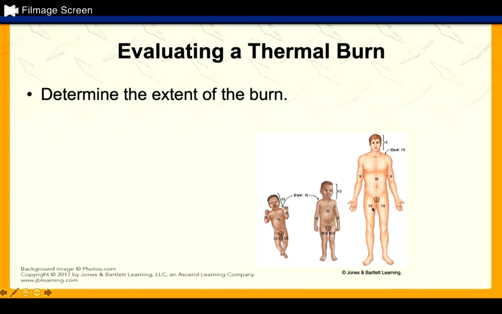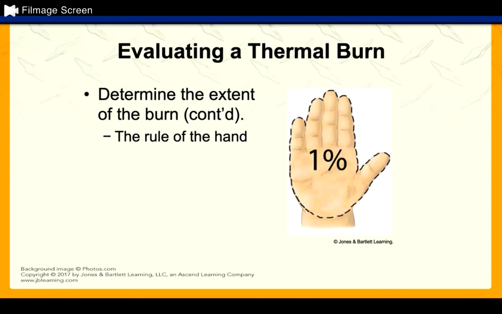So again, this is referred to as the rule of 9. Another method that's used to determine the burn area is your hand. We can also determine the extent of the burn by what's referred to as the rule of hand. Essentially this says the hand represents about 1% of a person's total body surface. So if you take your hand and place it on the burn area, and if that equals the burn area, then you're saying that person has a 1% burn.